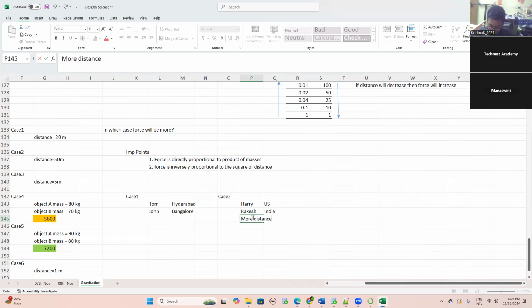Case 1, sir. Case 1, distance is more. Very good, Krishna. Case 2, sir, distance is more in case 2. Case 1, distance is less. So in which case force will be more? Case 1. Okay, good.